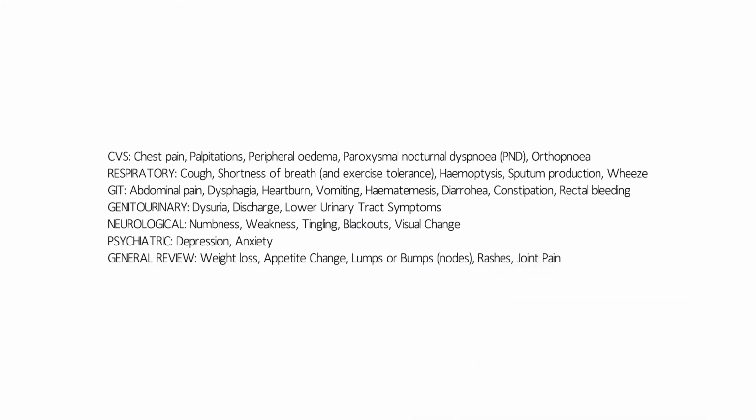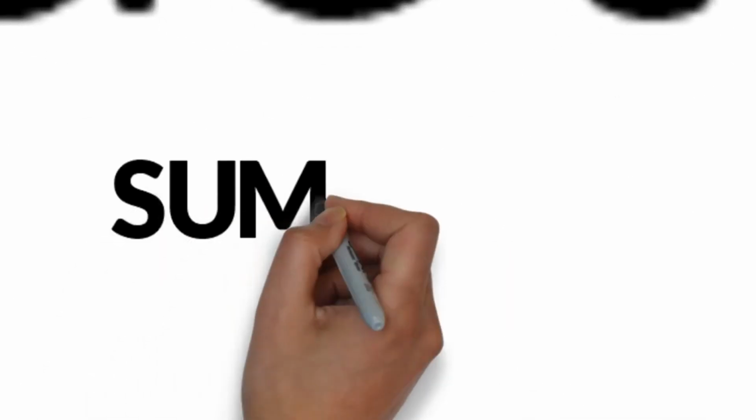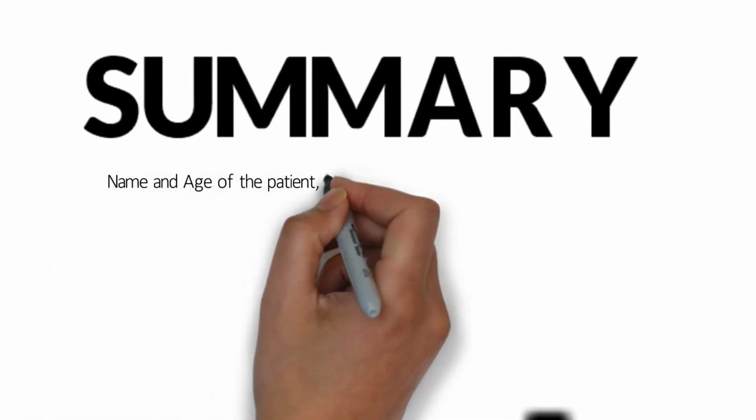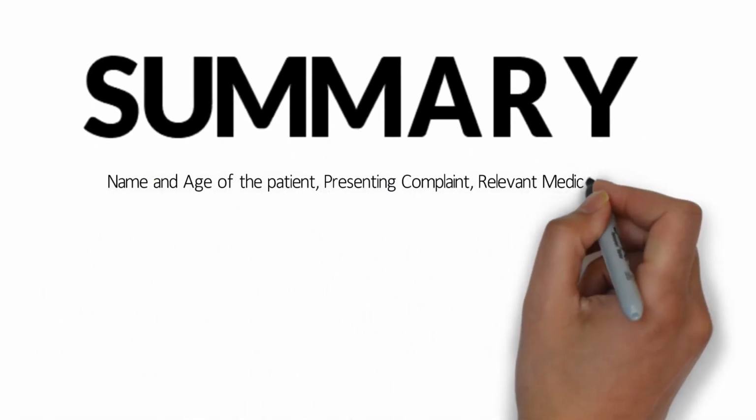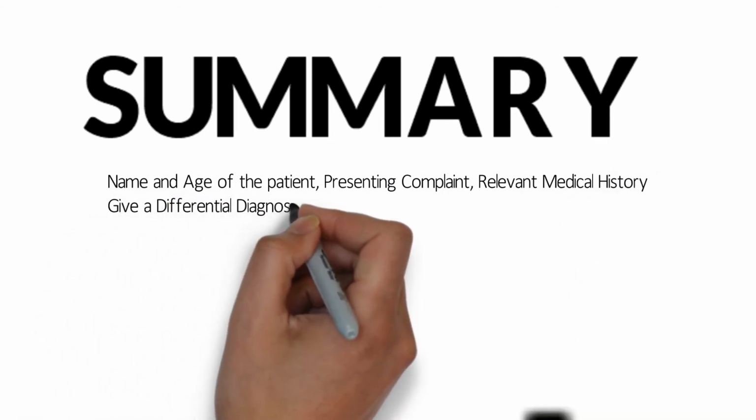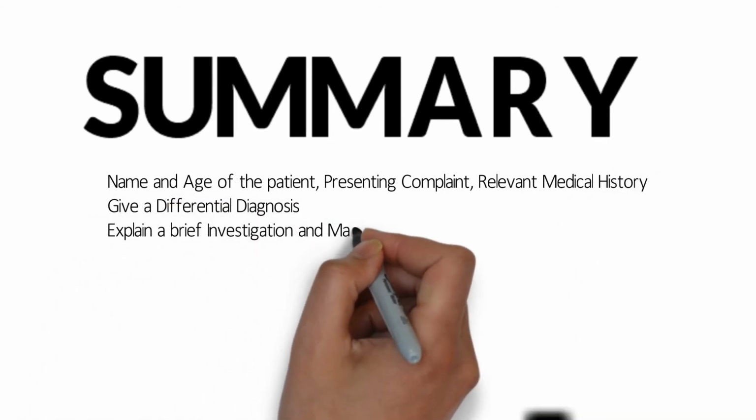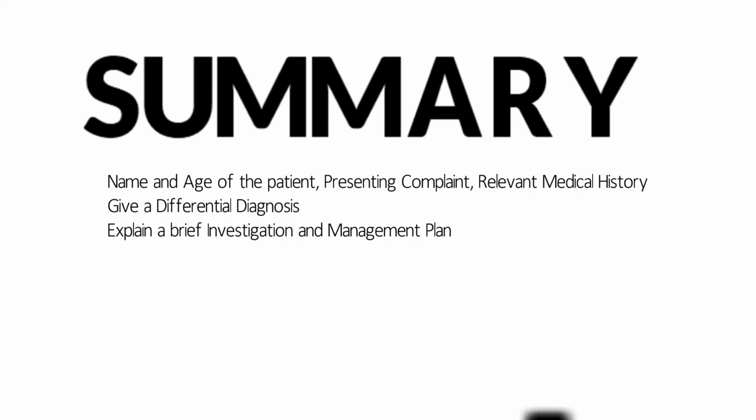So coming to the summary now, always provide a short summary of the history taking, including name and age of the patient, presenting complaint, and relevant medical history. Then give a differential diagnosis on the basis of the history that you've taken, and in the end, give a brief investigation and management plan.